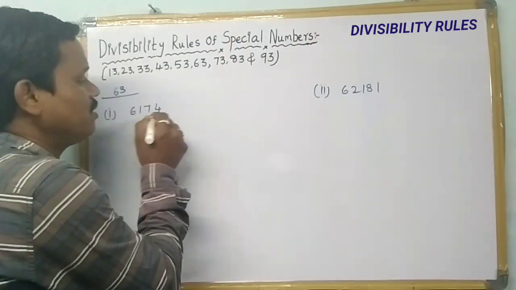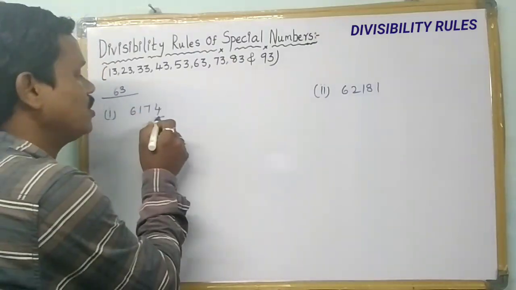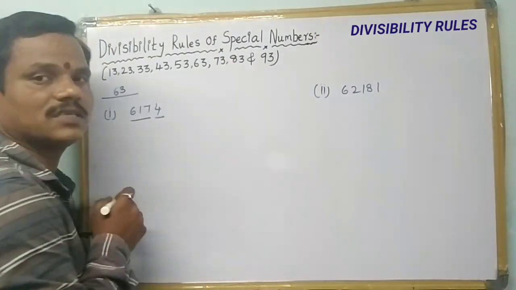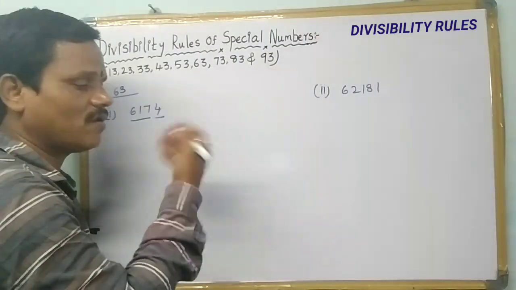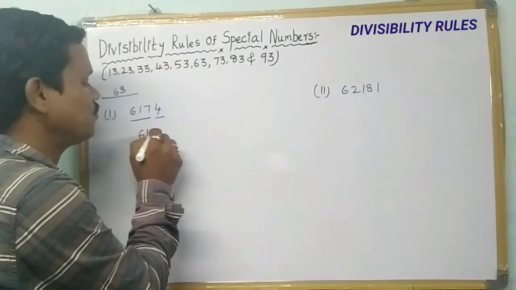Divide the given number into two parts. 4 is the first part, the remaining is the second part. That is step 1. Now write the second part as it is, 617.